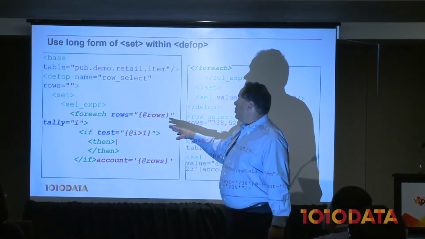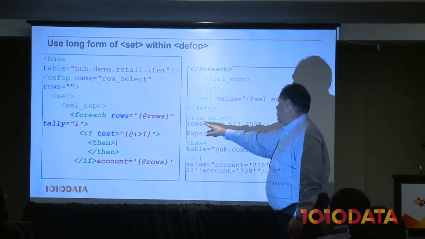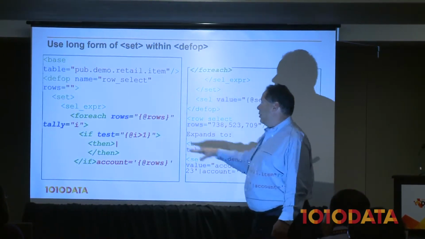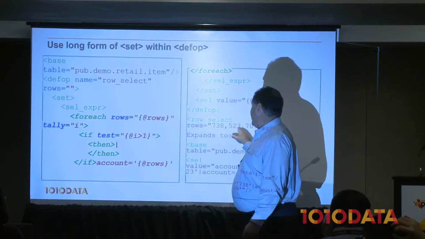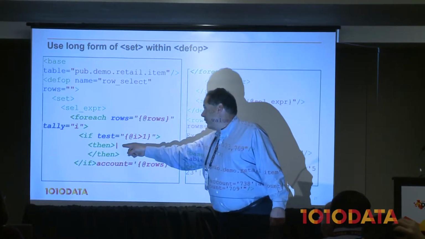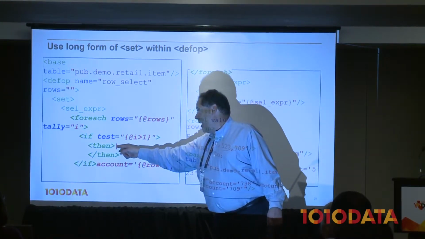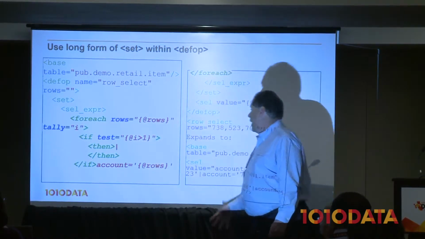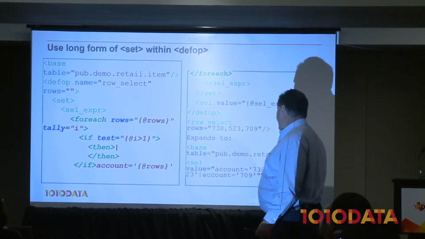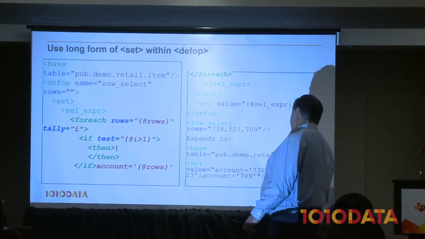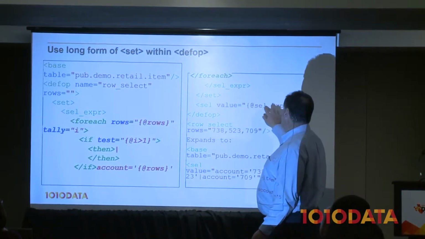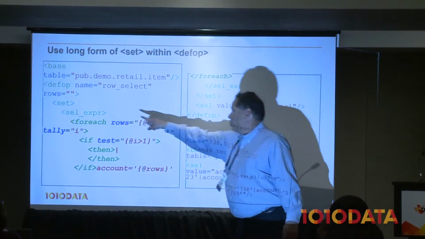So we start with the rows that are input. Rows are these three values. We do a for each, so we go through each one. If it's not the first case, we add the pipe before it, and we're building this string. And then at the end, we just have this value here, because we do a select value equals the select expression right here, which is what we built in this set.